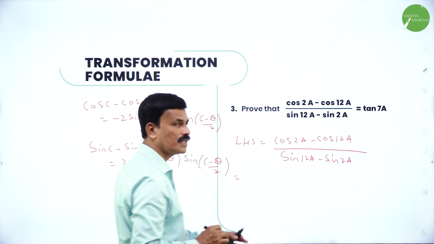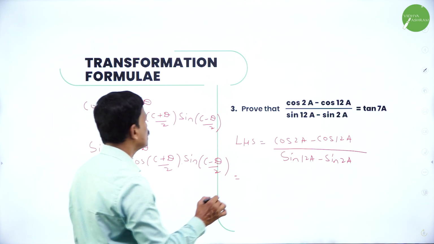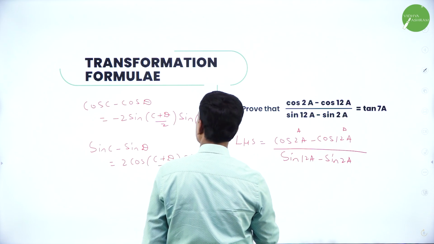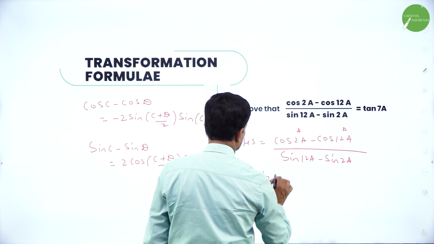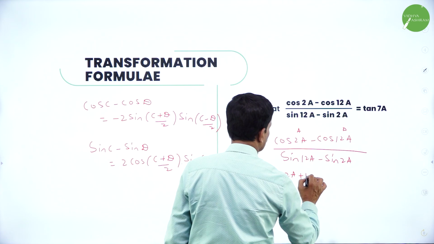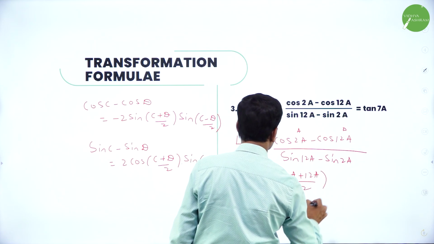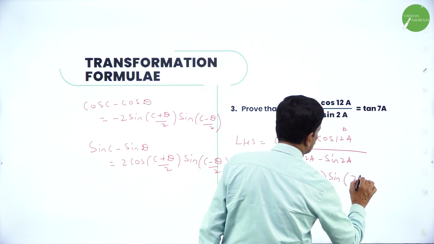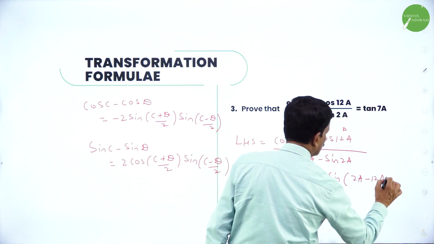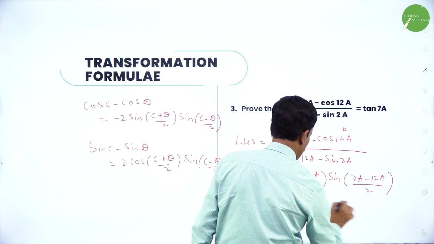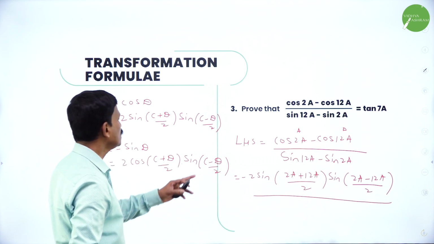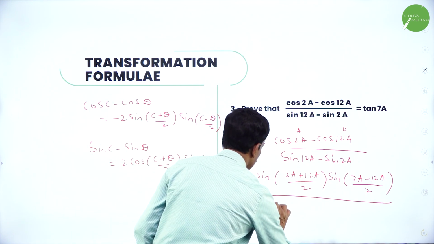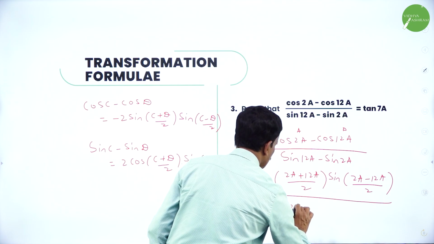Now the numerator is of the form cos c minus cos d. So this is a and b. Cos c minus cos d is minus 2 sin of c plus d by 2, that is 2a plus 12a divided by 2, into sin of c minus d by 2, that is 2a minus 12a divided by 2, whole divided by, in the denominator, sin c minus sin d. Sin c minus sin d is 2 cos c plus d by 2. 2 cos, c is here 12a.